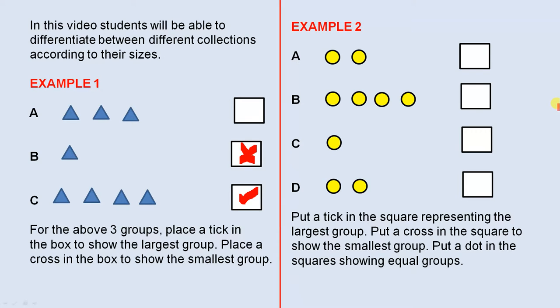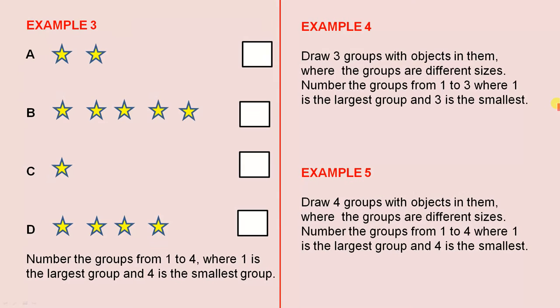Example 2, put a tick in the square representing the largest group, put a cross in the square to show the smallest group, and put a dot in the squares showing equal groups. Example 3, number the groups from 1 to 4, where 1 is the largest group and 4 is the smallest group.